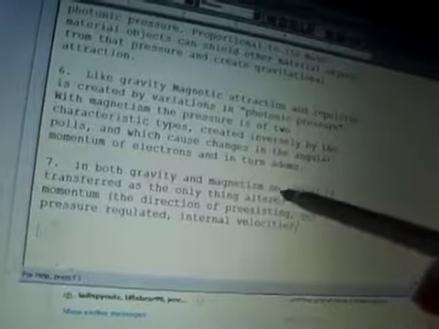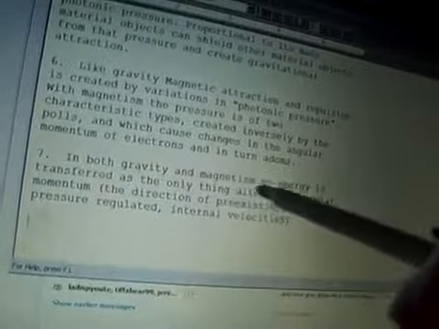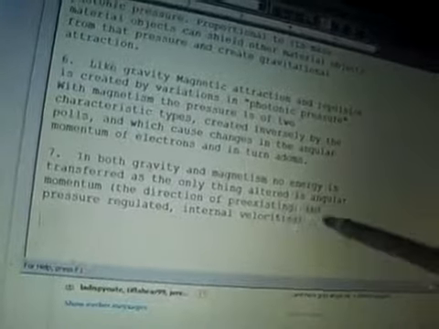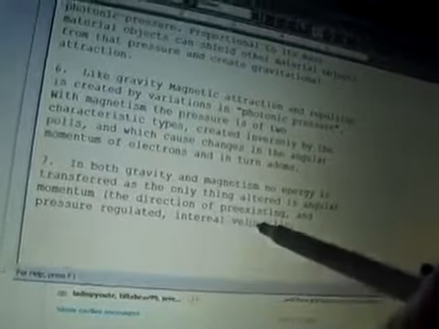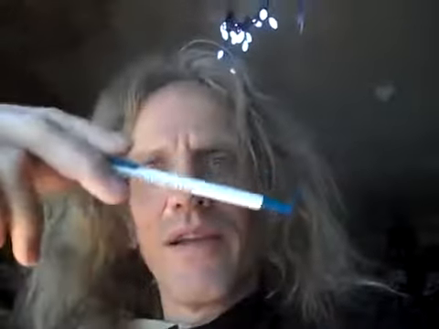Alright, conditional statement number 7 is just connecting these two. In both gravity and magnetism, no energy is transferred, as the only thing altered is angular momentum, the direction of pre-existing and pressure-regulated internal velocities. So these are already velocities that exist within you. Your stuff is already moving, and everything being changed is the direction of the movement. And you can change direction without any energy loss.